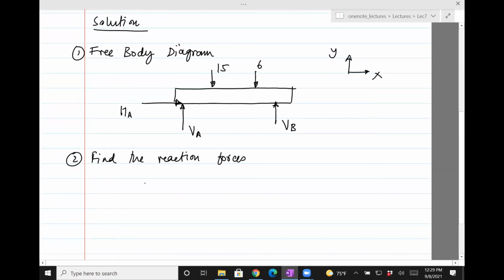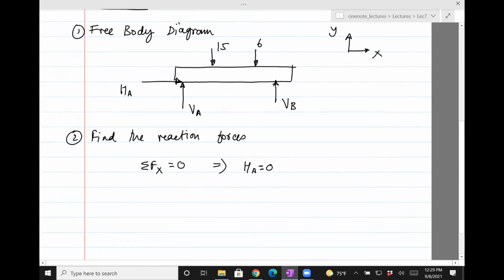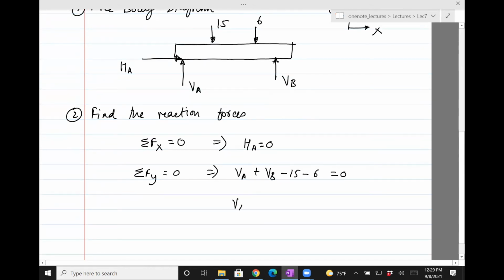So let's invoke the equations of static equilibrium. The summation of forces in the x direction is equal to 0, which will give us HA equal to 0. The summation of forces in the y direction is also equal to 0. In this case, VA upwards is positive, VB is positive, which is upwards, 15 is a force acting downwards, so minus 15, and 6 is downwards. So this gives us VA plus VB equals 21.